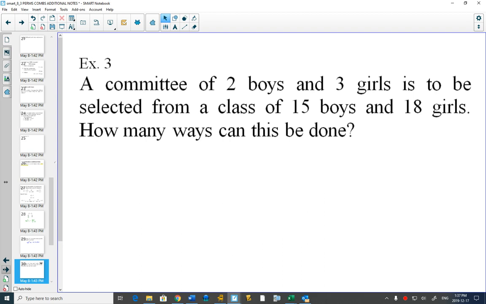Committee questions, right? A committee of 2 boys and 3 girls is to be selected in a class of 15 boys and 8 girls. Does the order matter, right? If you were going to be put into a committee or a group, say I'm going to do a group project for permutations, and I tell you that your group is, we need 2 boys, 3 girls. That's your group.